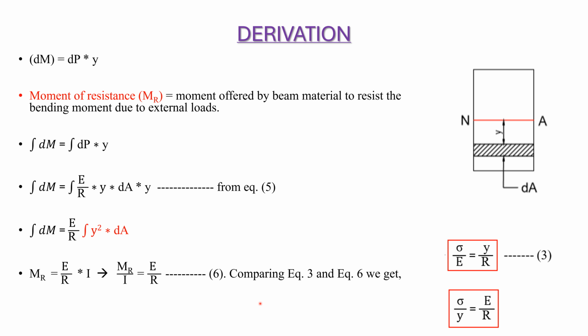Now if you compare equation number 3 with equation number 6, you can see E upon R is equal to MR upon I here, and E upon R is also equal to sigma upon y here. Therefore, I can write MR upon I is equal to E upon R as it is. Then, since E upon R is also equal to sigma upon y, I'll write this as sigma upon y here. Therefore, now we have arrived at our final bending equation, that is M upon I is equal to E upon R, which is equal to sigma upon y.